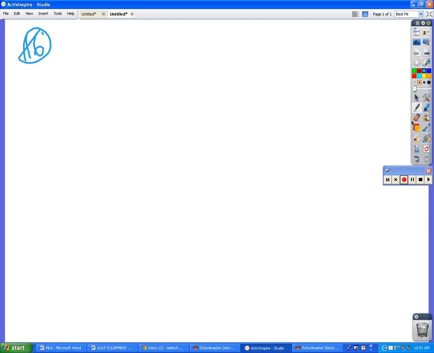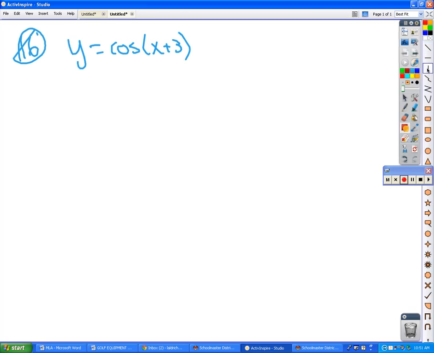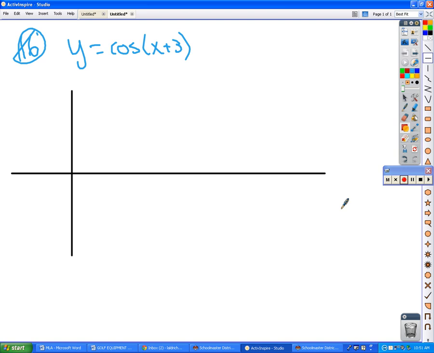Wait, so 16 says y equals cosine of x plus 3? Yeah. You told me to guess on this one. Yeah, because we have to estimate a little bit. Okay, what is the x plus 3 in parentheses going to do to the graph? Move it 3 to the left because it's inside the parentheses.